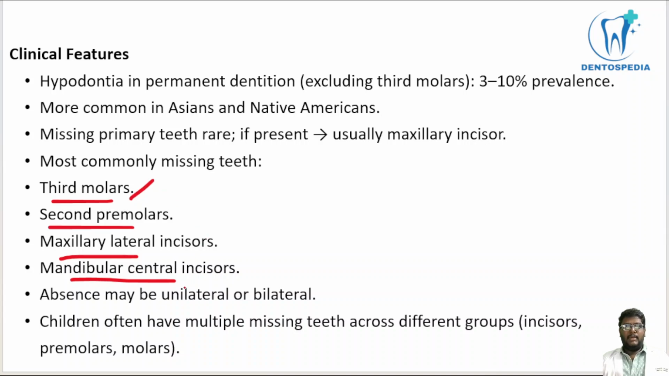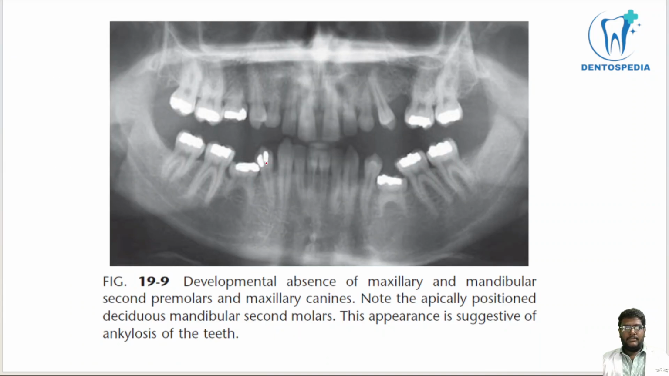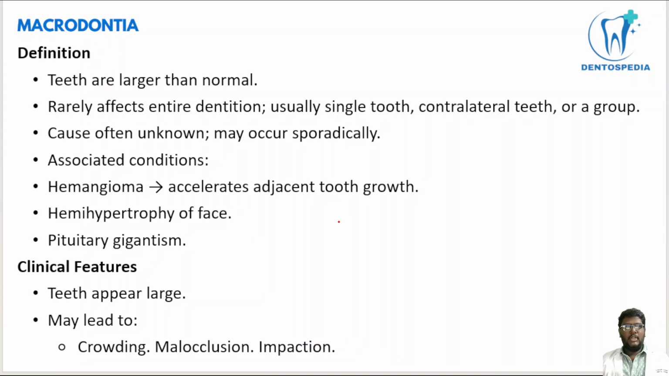Okay, and the mandibular central incisors are least commonly affected. And you can see in the radiograph certain congenital missing teeth. Okay, and coming to the macrodontia, so teeth are larger than the normal. And it rarely affects the entire dentition. Usually, it is limited to a single tooth or a few teeth.